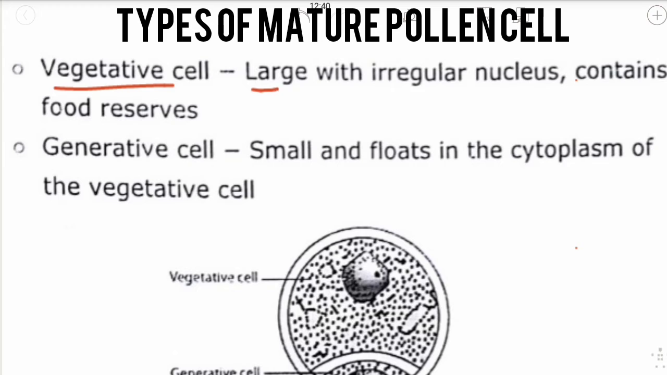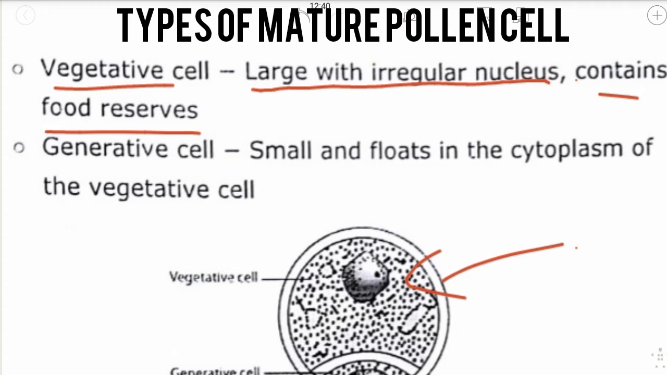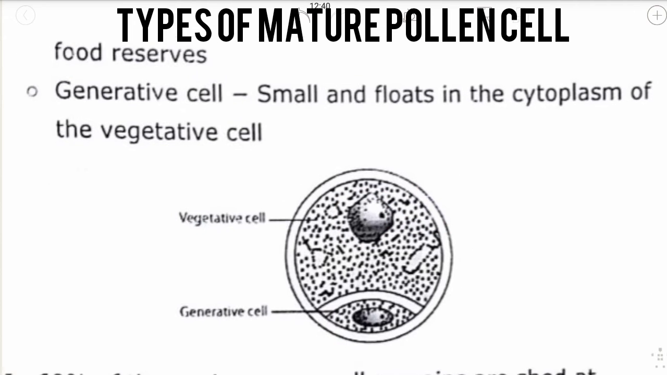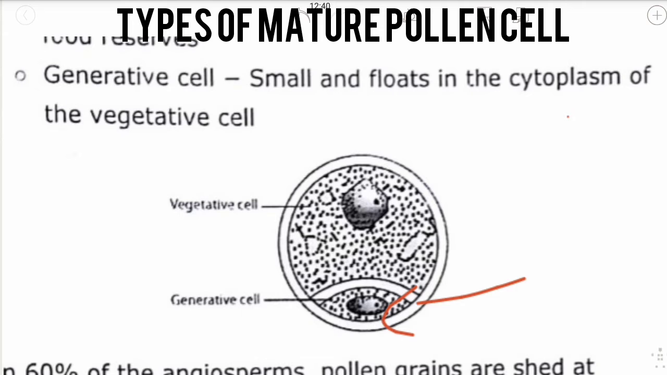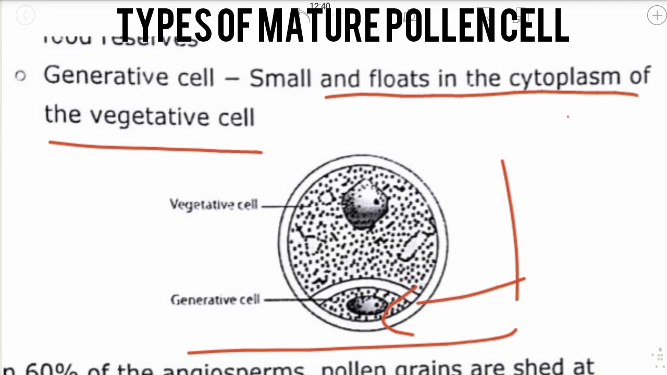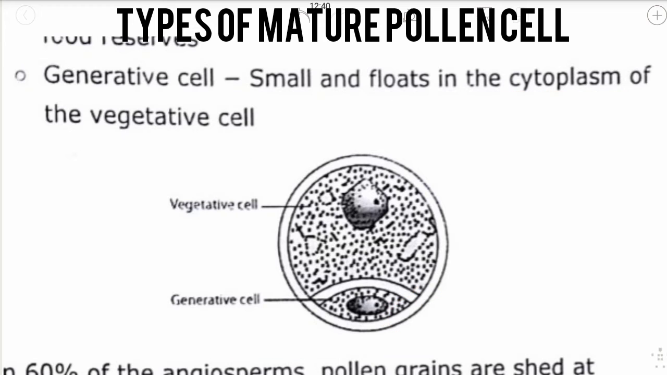The vegetative cell is large, with an irregular nucleus, and contains food reserves. Look at this structure: it is large with an irregular nucleus. Food is reserved in the vegetative cell. The second important type of cell in a mature pollen grain is the generative cell. It is very small, right? And it floats in the cytoplasm of the vegetative cell.